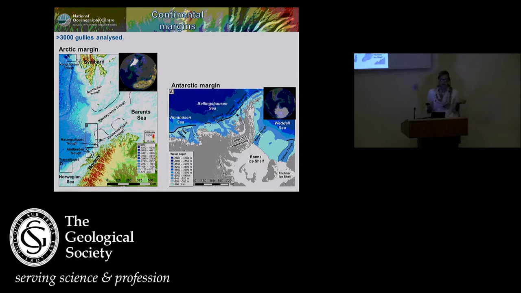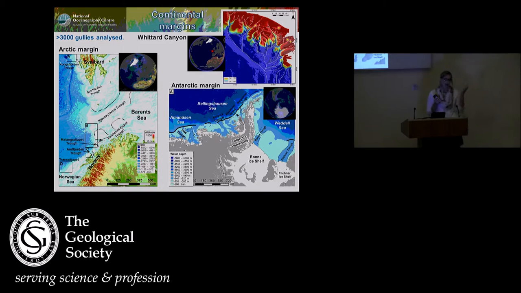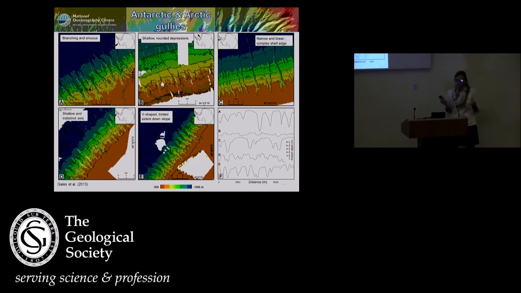So I'm going to show you some data today focusing on continental margins. I'll show you data from the Arctic, from parts of the Antarctic, and also through some canyon systems. This includes some data that we collected a couple of months ago from the Whittard Canyon on the Celtic margin. So these are some of the gully types that we see on the Antarctic and the Arctic continental margin.